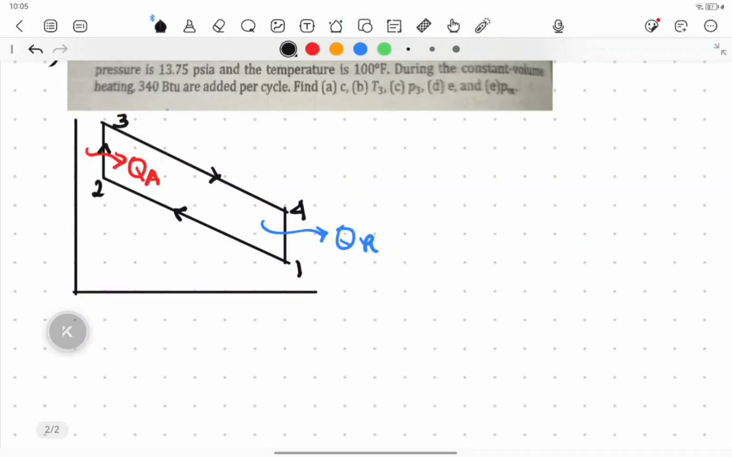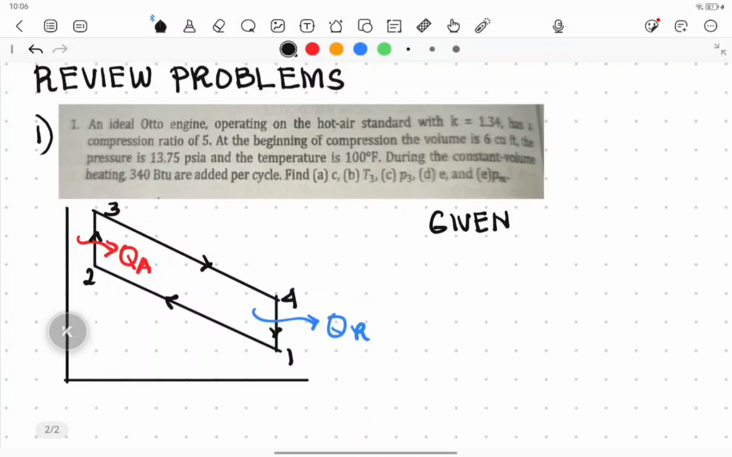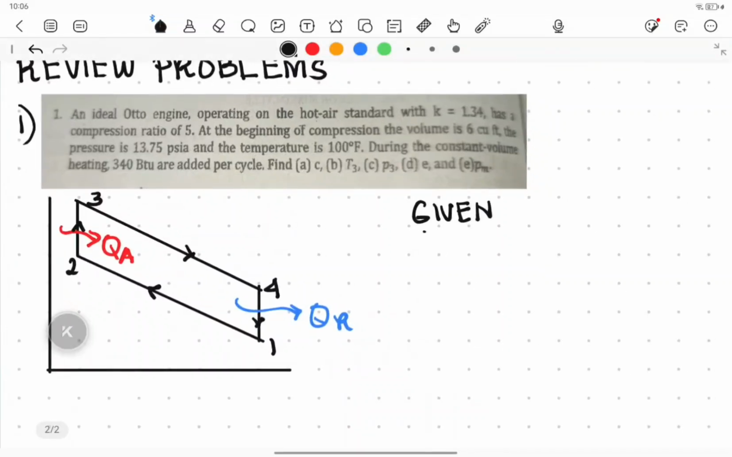Now let us make the given. So what are the given values? First, it said that K is 1.34. If it is not given, then you have to assume that K is 1.3 since the air is hot air. The compression ratio, which is RK, the ratio of the beginning and end of the compression process, is 5.